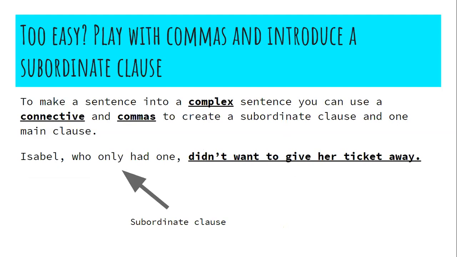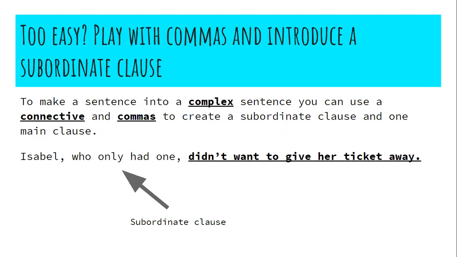You can also change the order and do a subordinate clause in the middle of a sentence. Isabel, who only had 1, didn't want to give her ticket away. In this case, the main clause is Isabel didn't want to give her ticket away. The subordinate clause is who only had 1, because I don't know who is and had 1 what. So it doesn't make sense on its own.